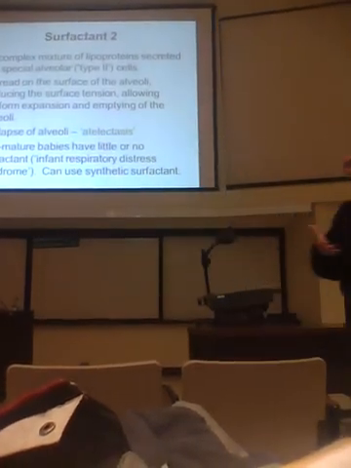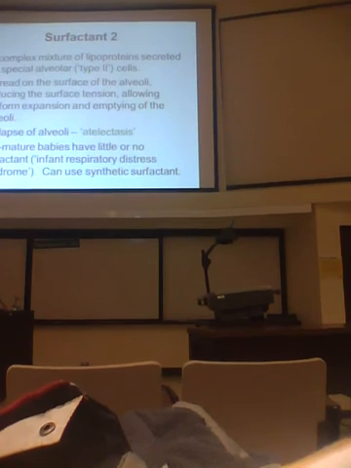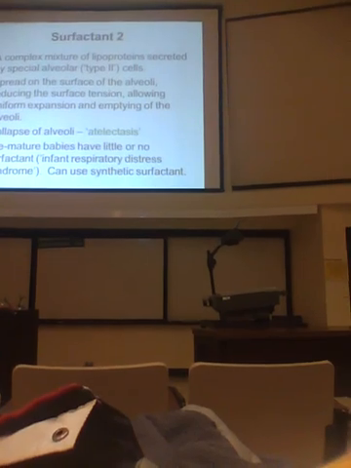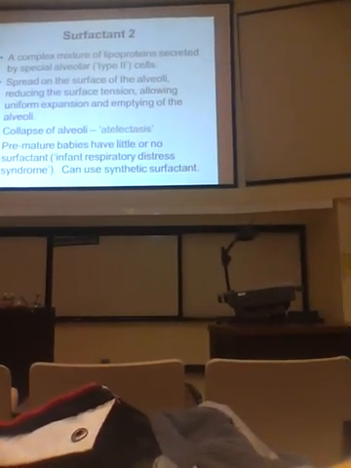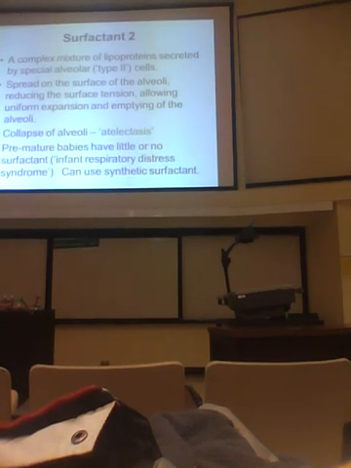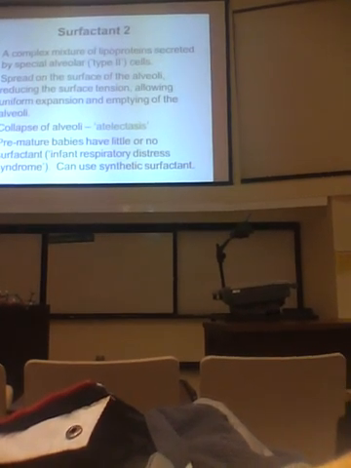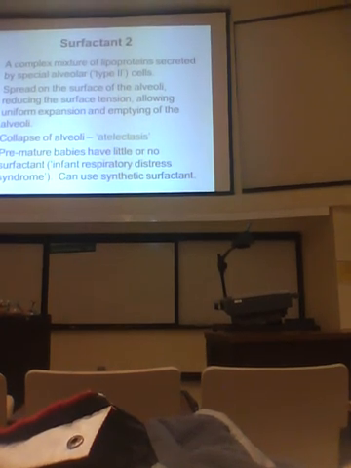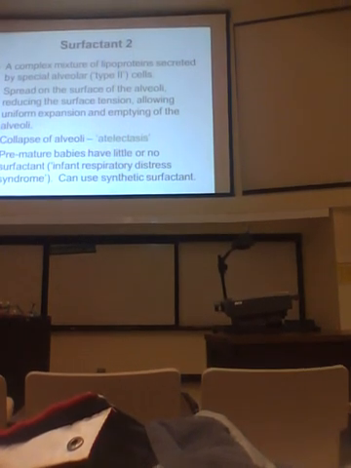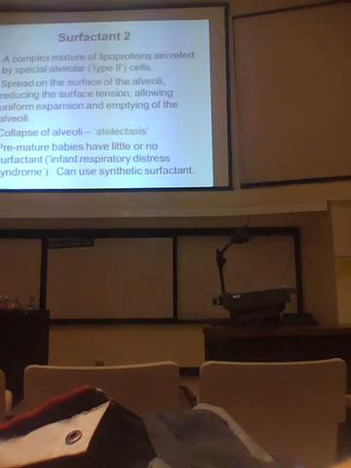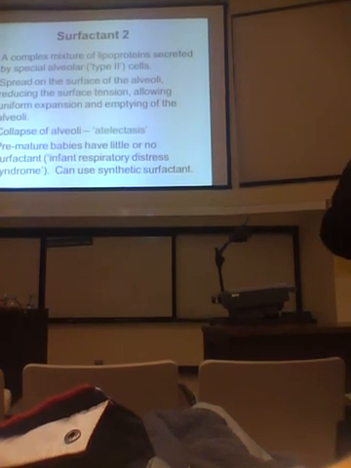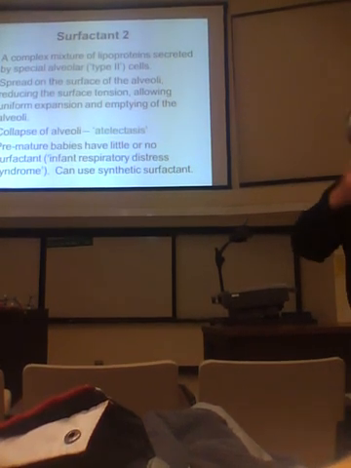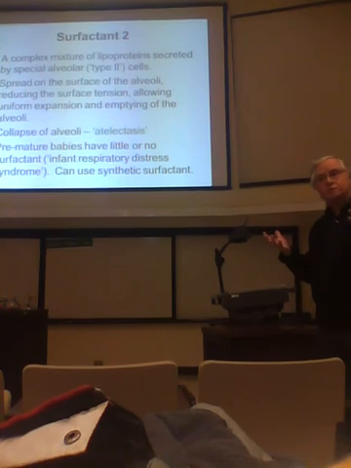Surfactant, fortunately, is a relatively simple compound. So it's a lipoprotein secreted by those special cells in the alveoli called type 2 cells. And when it's spread on the surface, it reduces the surface tension, allowing uniform and easy expansion and emptying of the alveoli. And so premature babies have little or no surfactant, and what they do now is they simply have synthetic surfactant, and they pour it in, and that helps the babies take their first breath.